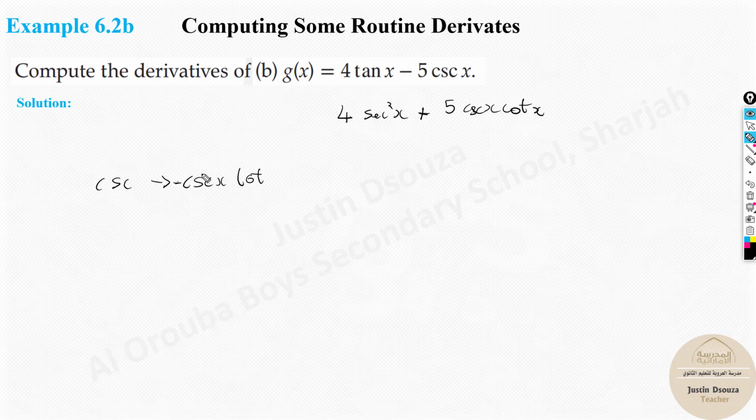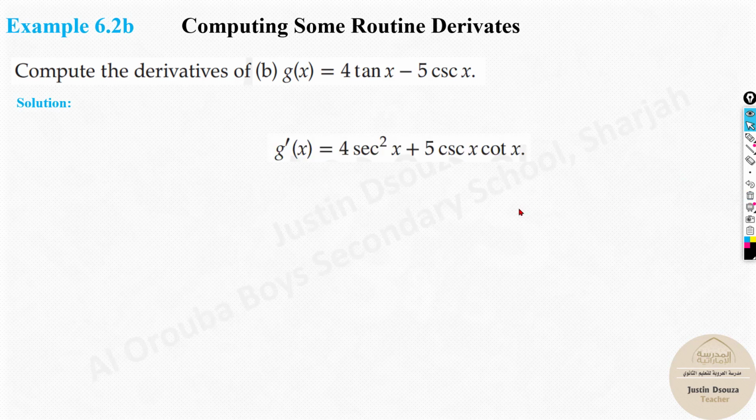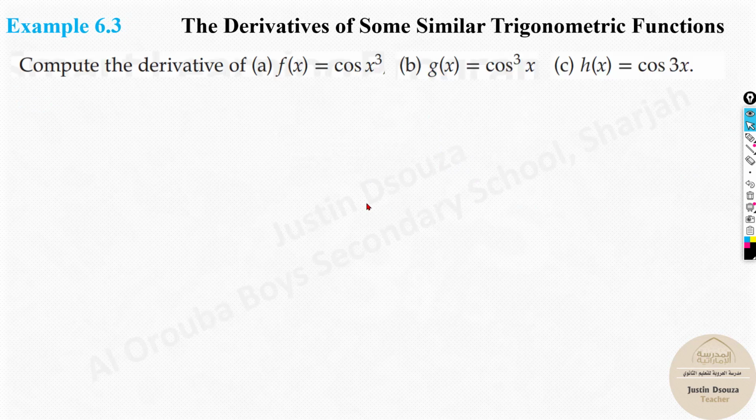Whereas for secant, it will be secant into tan. It's very easy to remember these formulas. So that's why it's plus. Okay, because minus minus becomes plus. That's it. Now these are very interesting. First, look at the first one. It's cos x cube. Next one is just cos cube x. And the last one we have cos 3x.